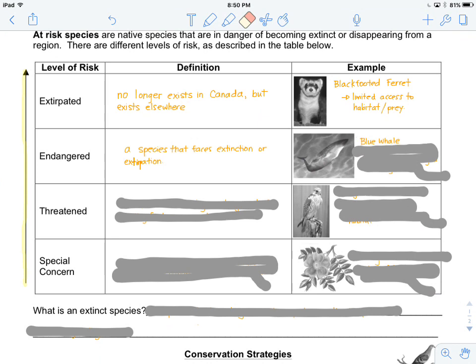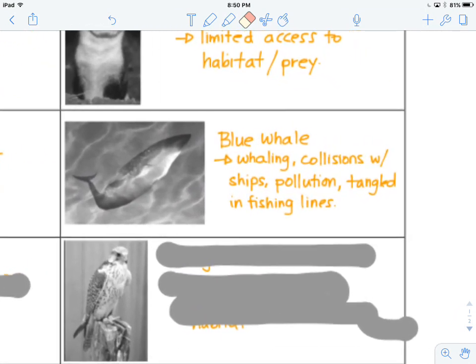Another example is the blue whale. Okay, the reason why the blue whale is endangered is of course because of whaling, because they've been hunted, collisions with big ships, pollution in the ocean, and of course becoming tangled in fishing lines.